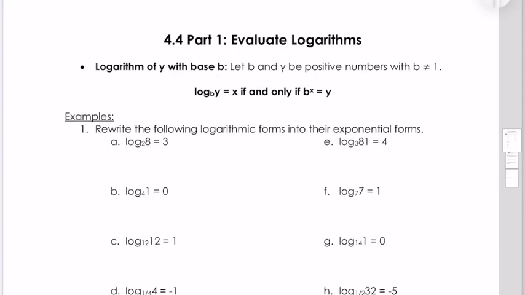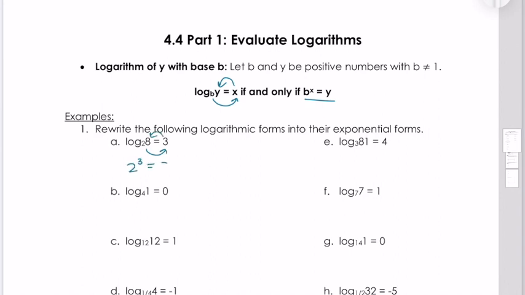Alright, we're on lesson 4.4, evaluating logarithms. So a logarithm of y with base b is defined below in bold. So log base b of y equals x. And what that means is b to the power of x equals y. So we use this when we don't know exactly what the power would be.